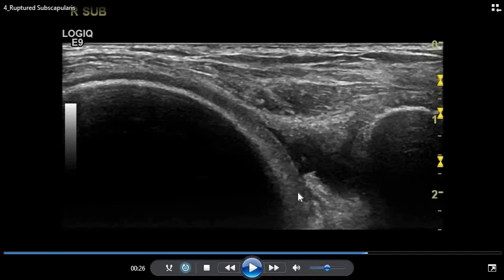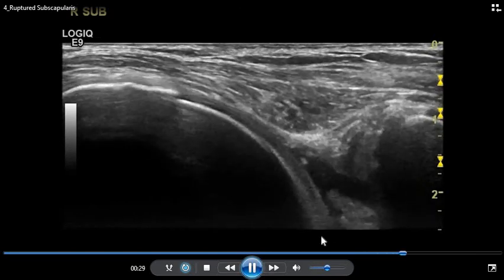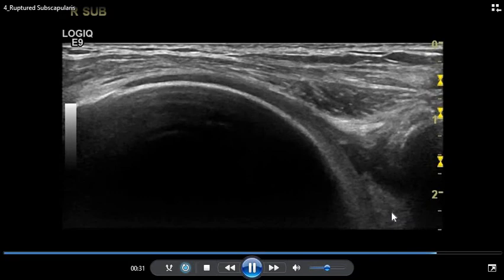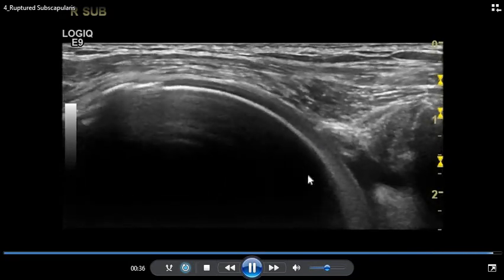The tendon of subscapularis is down here and has retracted almost below the coracoid with some fluid within the subcoracoid recess. If we start the video, I'm internally and externally rotating the arm, and you can see the stump of the tendon here moving around with no tendon over the humeral head.